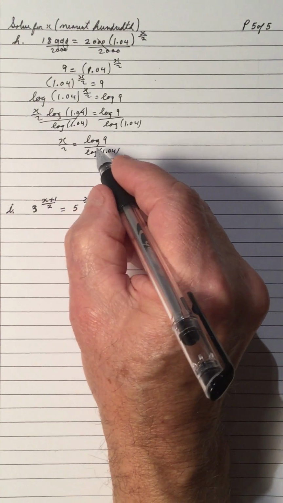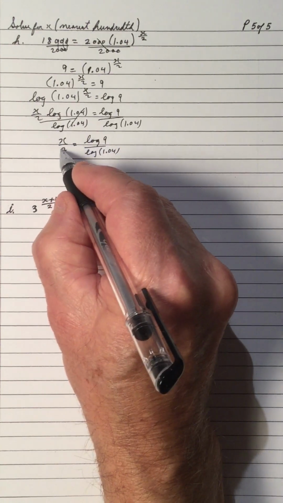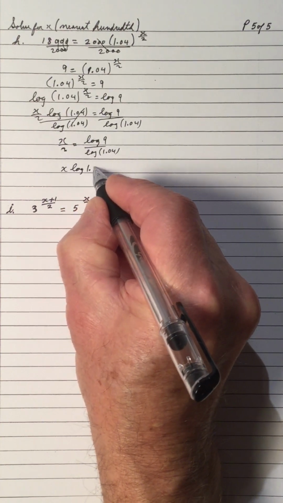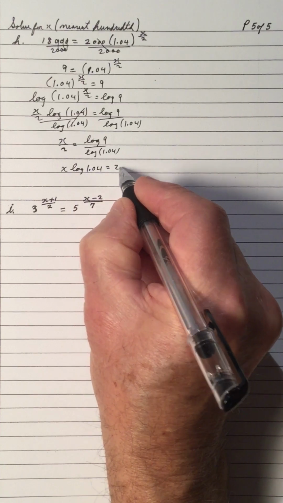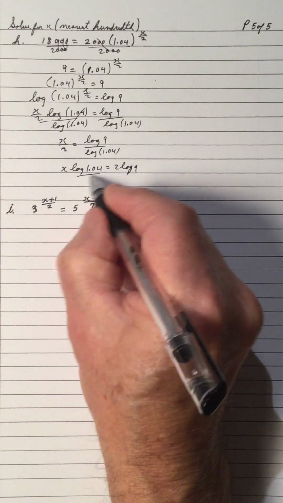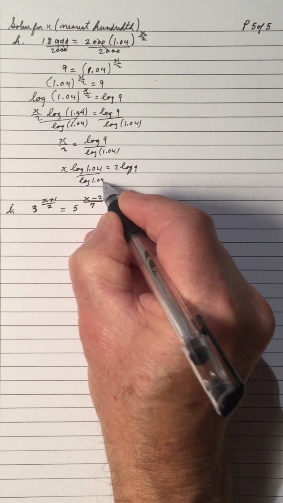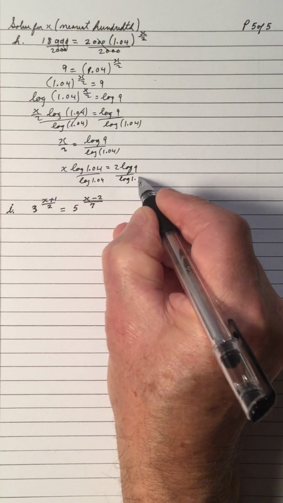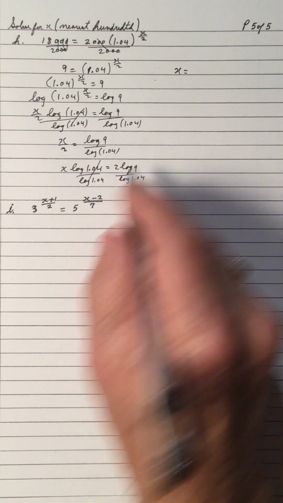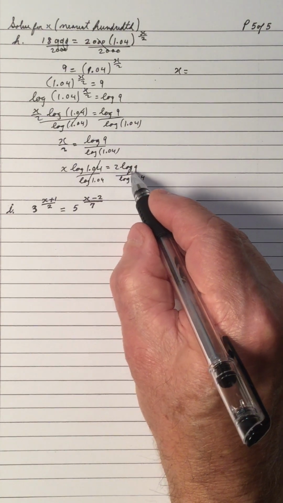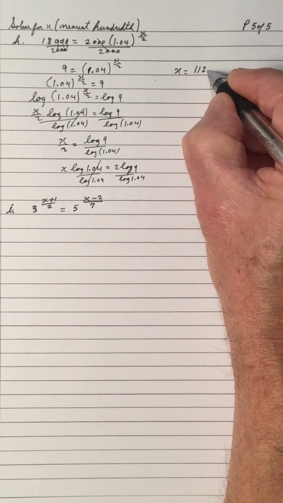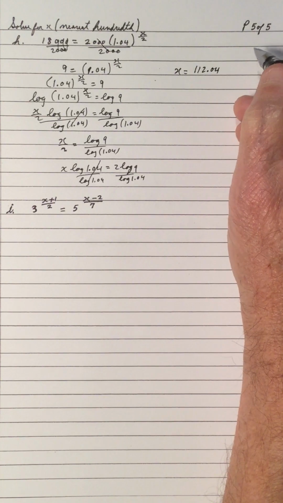And we cross multiply, so notice we get x log 1.04 equals 2 log 9. And we divide by the log of 1.04. That cancels, so x is equal to, now we can plug that in, 2 times the log of 9 divided by the log of 1.04 will give you 112.04 to the nearest hundredth.